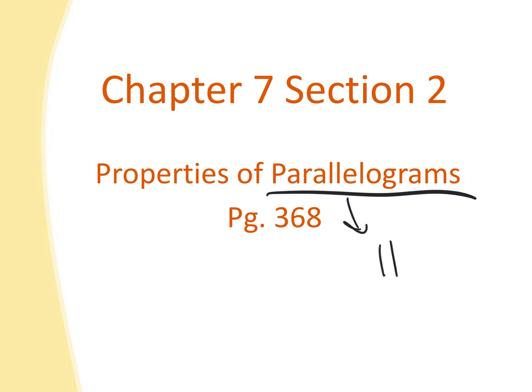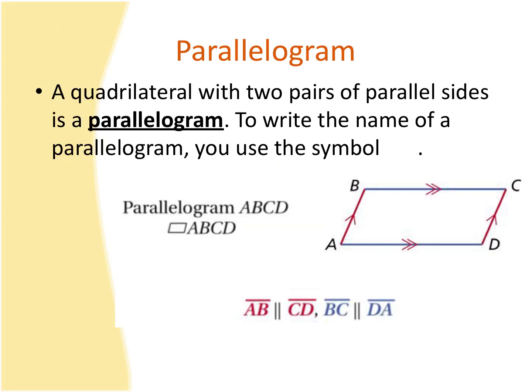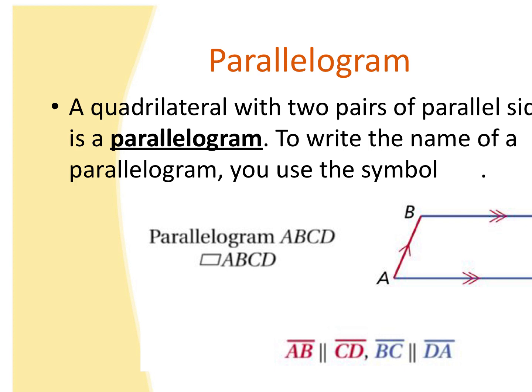Okay, so if you're ever going to prove that something's a parallelogram, you just need to prove that it has the same slope, okay? So check it out. By definition, a parallelogram is a quadrilateral. What is a quadrilateral? 4 sides, okay? With 2 pairs of parallel sides. That's what makes a parallelogram. Pretty basic, right?